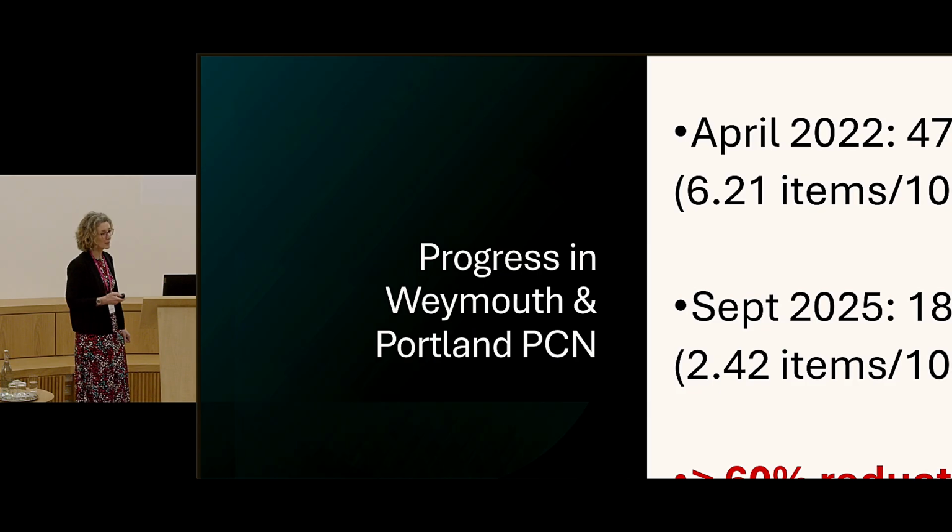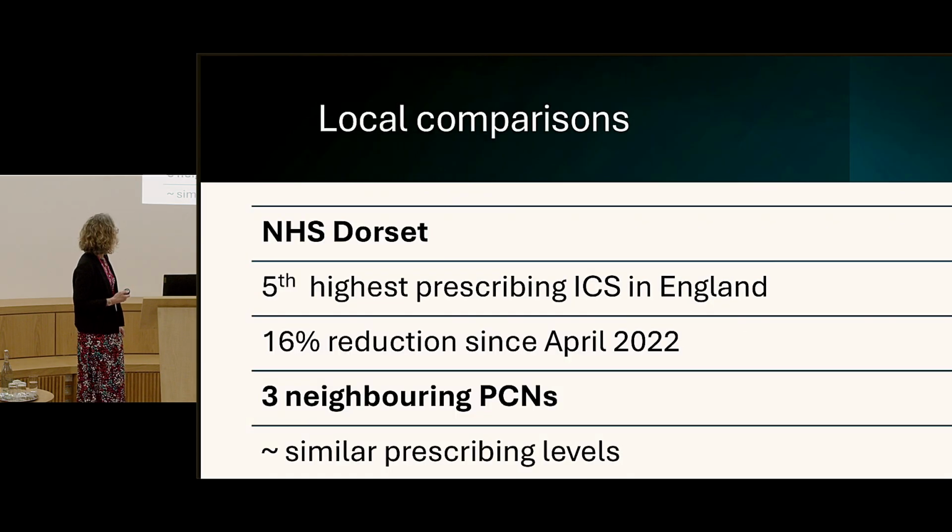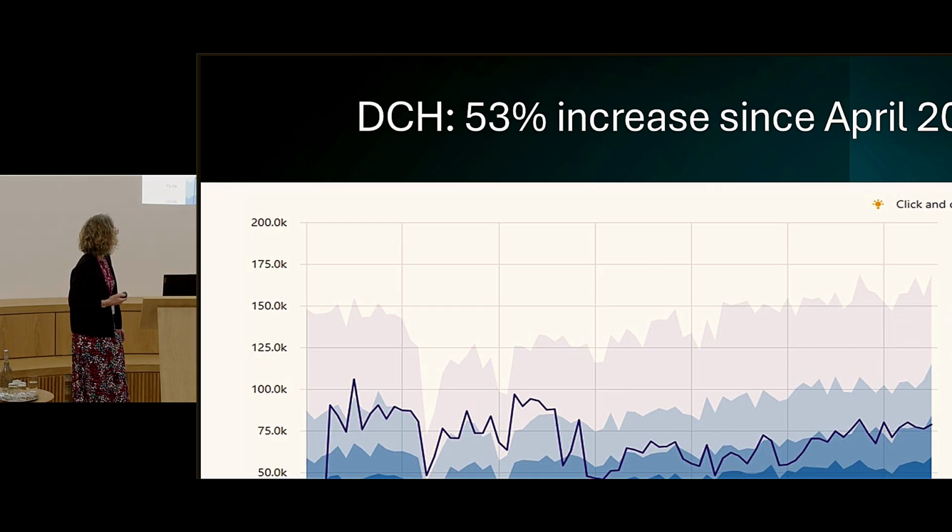So they've done really good work in Weymouth and Portland, and that's against, I used OpenPrescribing preparing this to show how we were comparing locally. And across the NHS Dorset, there's been about a 16% reduction, and 3 neighbouring PCNs, their prescribing has remained at similar levels. So I really attribute this reduction to the hard work of the GPs and other clinicians in Weymouth and Portland. And I went digging about in OpenHospitals and showed that our local trust had done a 53% increase in volume in the same period.